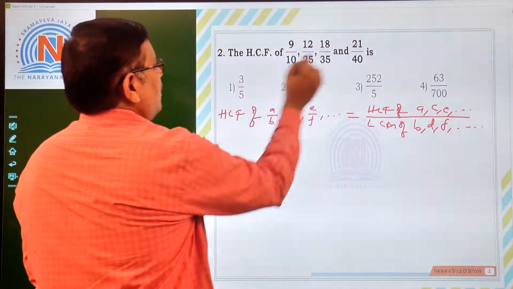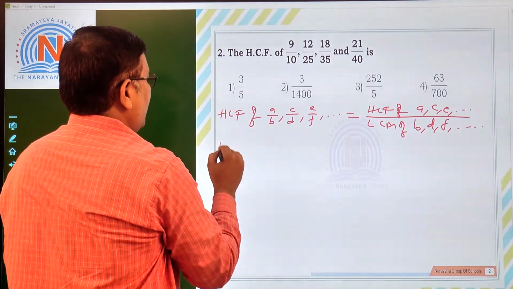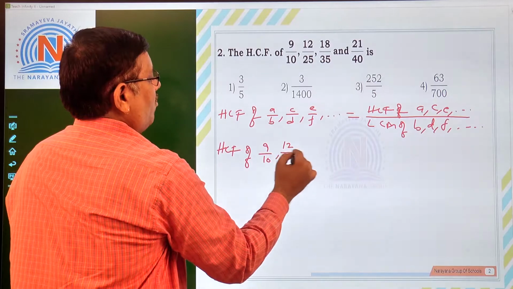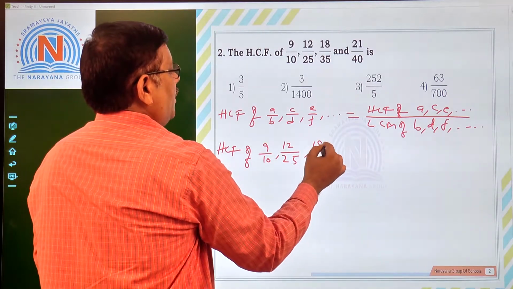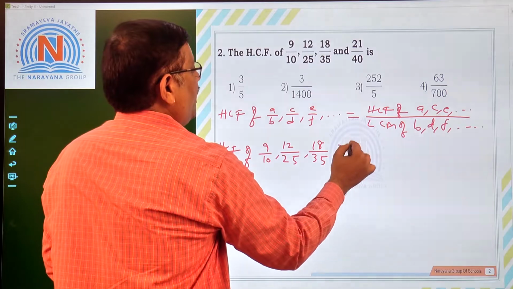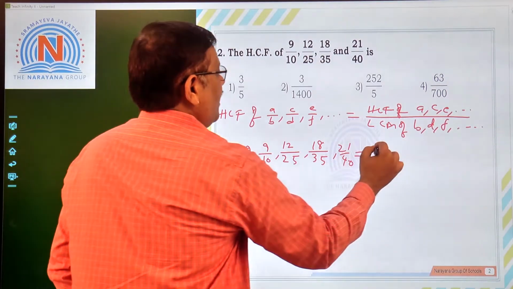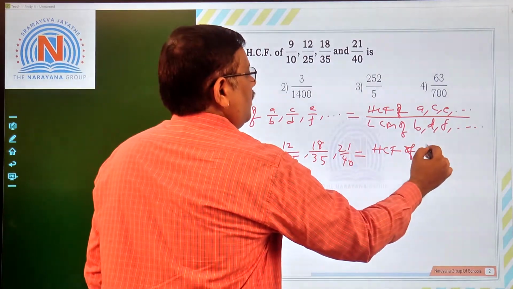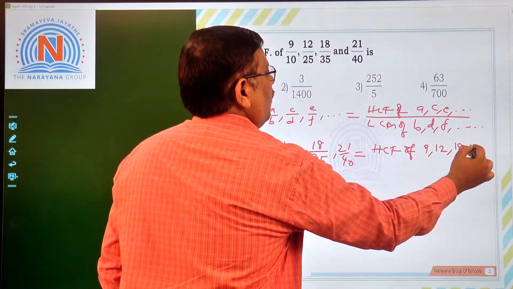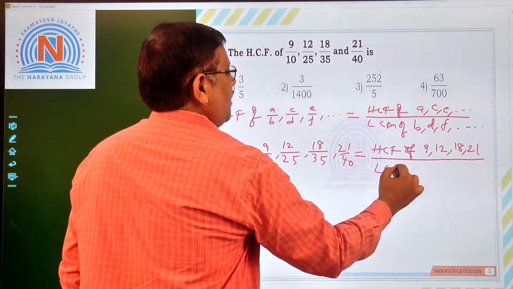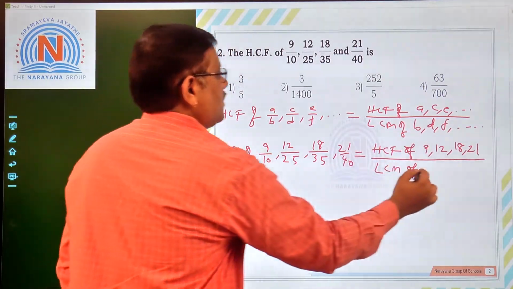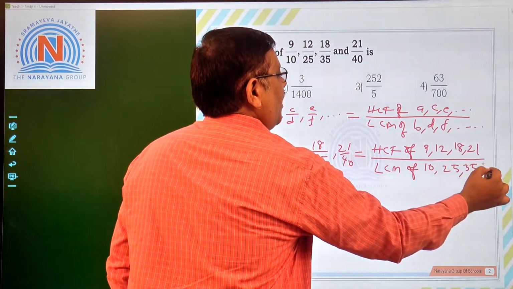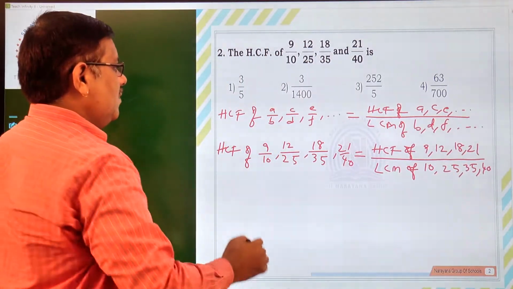Okay, now let us see. What are the given fractions? Let us take them. Therefore, HCF of 9 upon 10, 12 upon 25, 18 upon 35 and 21 upon 40 is given by HCF of, what are the numerators here? 9, 12, 18, 21 upon LCM of, what are the denominators? 10, 25, 35, 40. Okay. Now, what is the HCF of that?